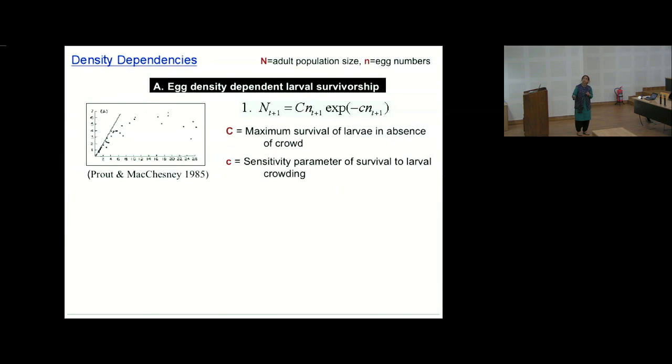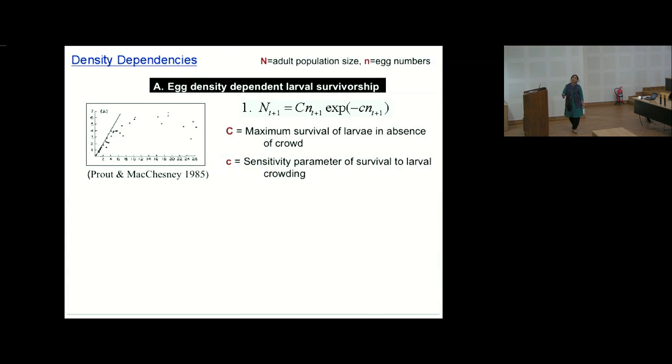So, you grow those with the same amount of food and see how many adults come out. That was the experiment. They did that and they got data like this; the dotted ones are the experimental data.